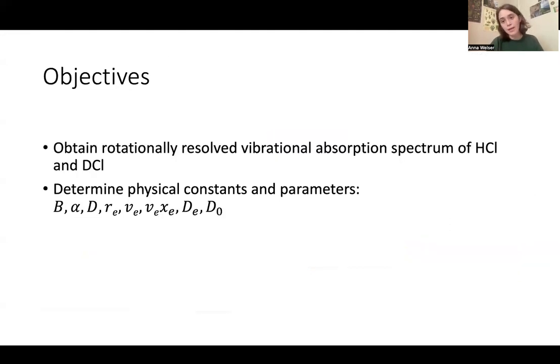That's important because one of our objectives is to obtain a rotationally resolved vibrational absorption spectra of HCl and DCl. From that spectra, we are seeking to determine physical constants and parameters that describe the rotation, vibration, and dissociation of these molecules. And it looks like a lot here, but we can break it down very simply.